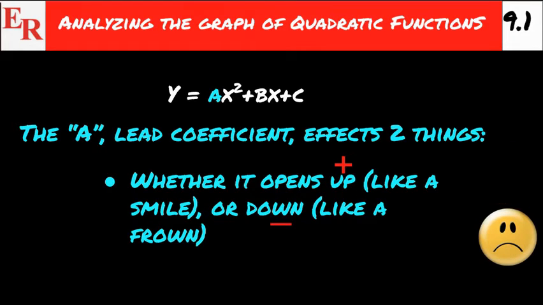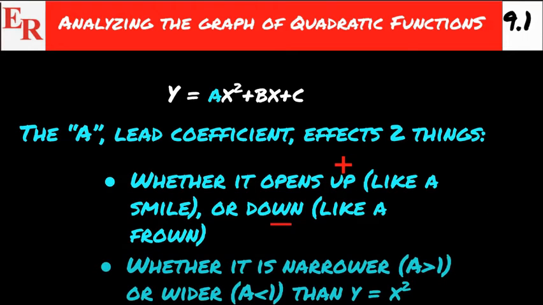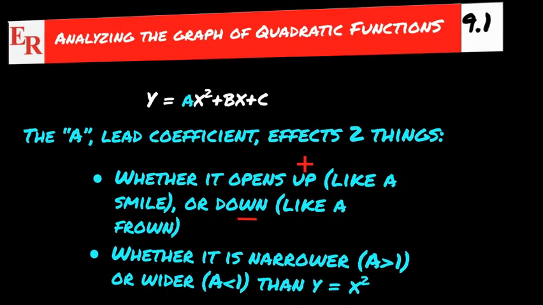The other effect that that lead coefficient had was whether the parabola got narrower than that of the parent function. And that happened when that a got bigger in absolute value, like a 2, a 3, a 4, got stretched to 7 times its height, making it narrower. Or whether the parabola got wider or was compressed. And that was when a was less than 1 in absolute value, like a half or a third. The graph got wider.